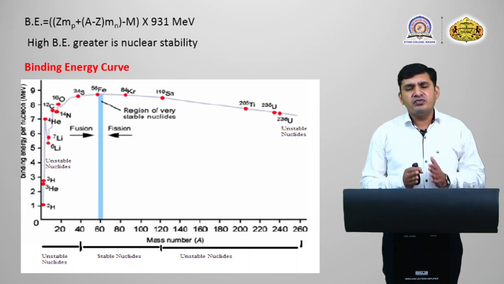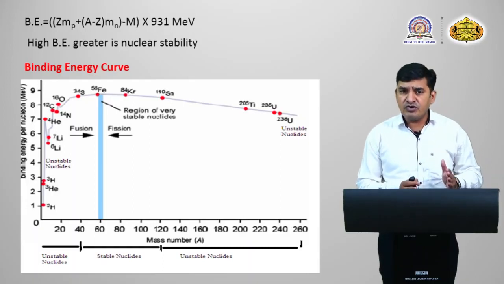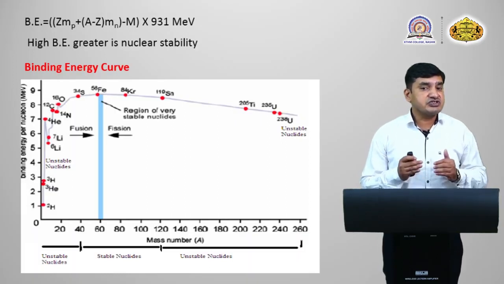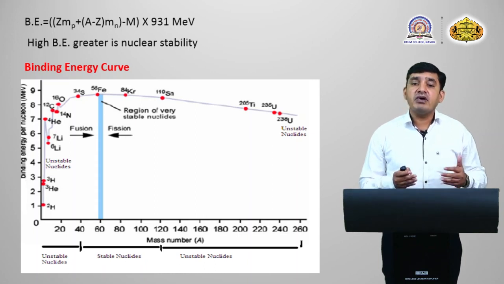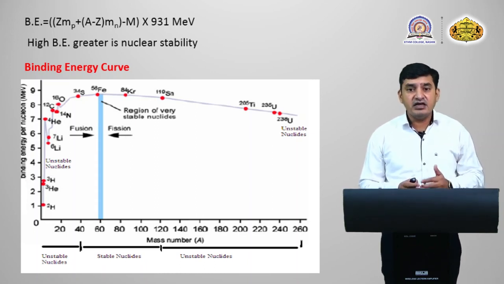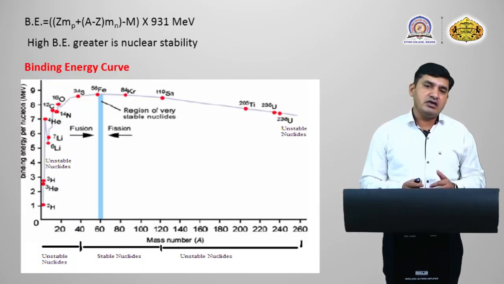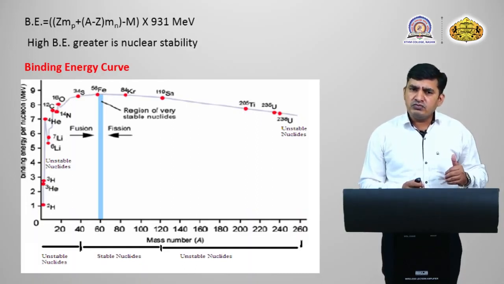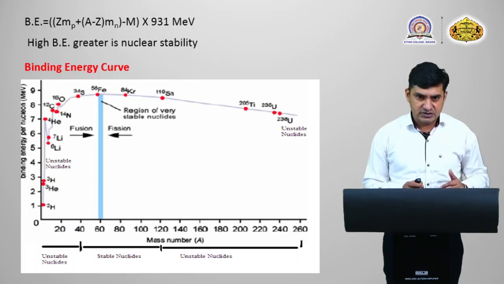The elements which have mass number between 40 to 120 have stable nuclei, and the elements which have mass number greater than 120 have unstable nuclei. From this graph, we can say that up to mass number 20, the binding energy rapidly increases.